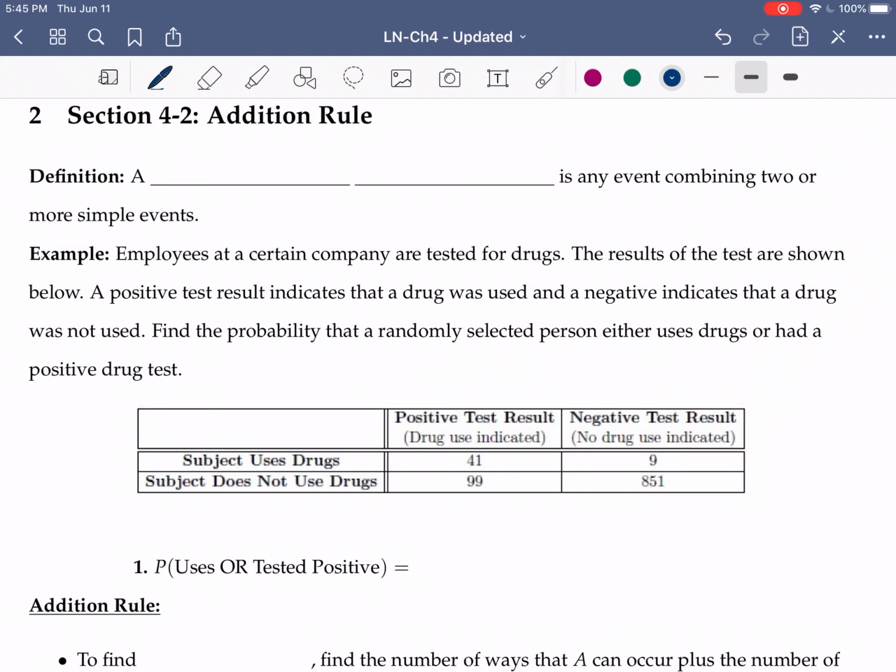In this video, we're going to take a look at the addition rule for probability. The first thing that we need to know about is a compound event. A compound event is simply any event that combines two or more simple events. Remember, a simple event is an event that can't be broken down any further.